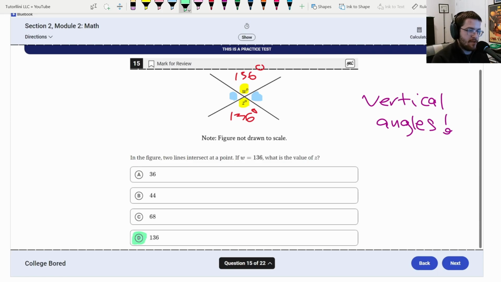It's worth pointing out that you can quickly find those two blue angles as well. You might have to do that on a future question. So these guys are supplementary. They add up to 180. So I'm going to do 180 minus 136, and I get 44 degrees. So both of these guys are 44 degrees. Make sure you can quickly find all 4 of those angles given just one of them.